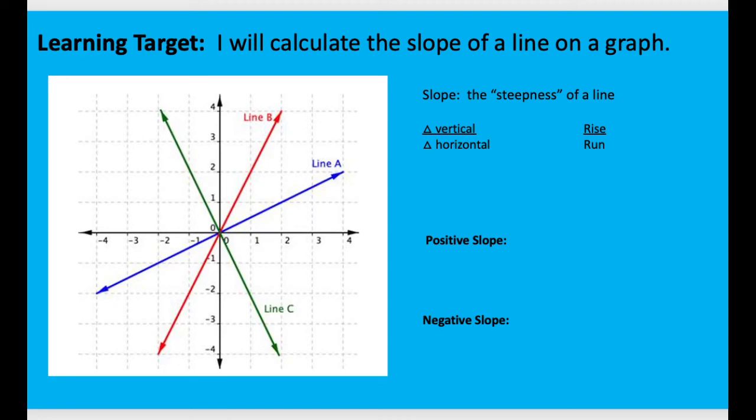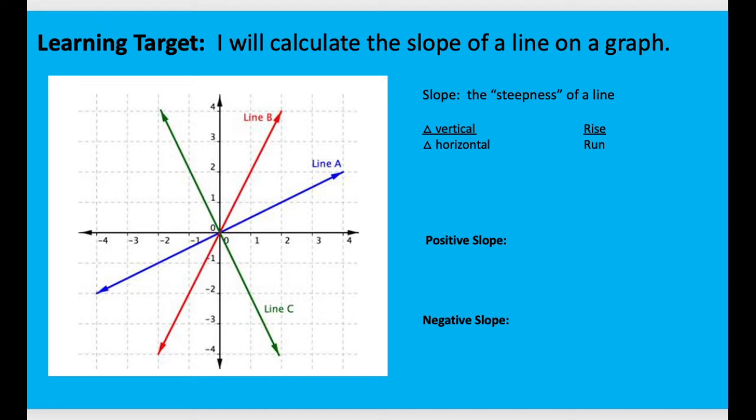Our learning target in this video is to be able to calculate the slope of a line on a graph. So I want us to first talk about slope and what it is. When we're referring to the slope of a line, we're actually referring to the steepness of a line. Just by glancing at these lines on the coordinate plane, I can right away tell that line B, the red line, is actually steeper than line A, the blue line, because it has a greater slope.